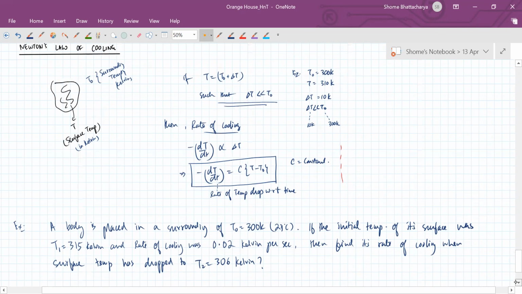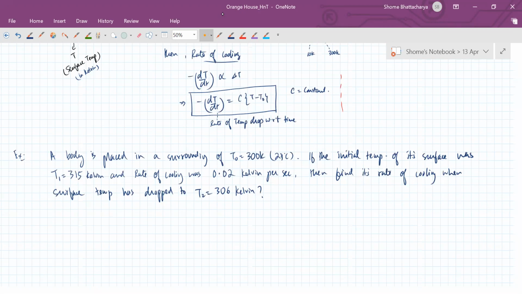Okay, so let's work out this question. Yeah, Sarvesh, we've taken negative sign because the temperature is dropping. This is the rate at which the temperature drops. Hence, there is the minus. The minus sign is there because the rate at which the temperature drops. Okay. So anyhow, let's see.